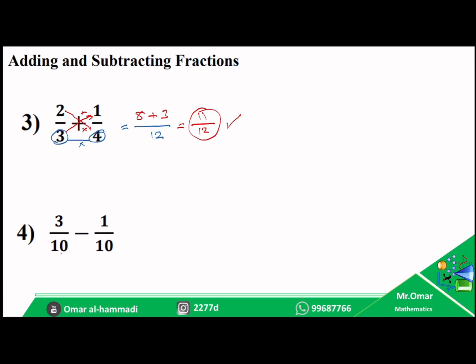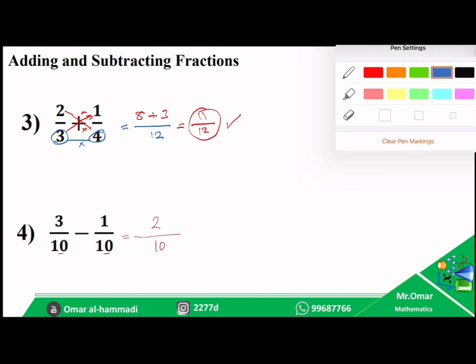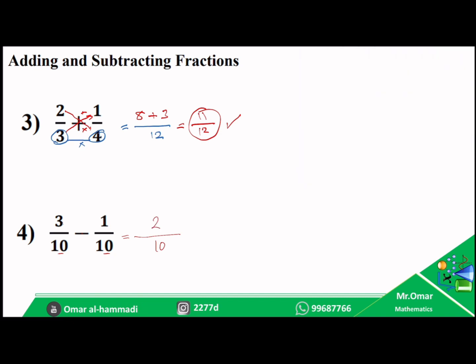10 and 10. Here the same thing in the denominator, so you write just 10. Then 3 minus 1, it will give us 2. Great. But now we have to ask ourselves, is this one in the lowest term? No, because when we do it in the calculator, 2 divided by 10 will give us 1 over 5. That means we have to divide it by 2.